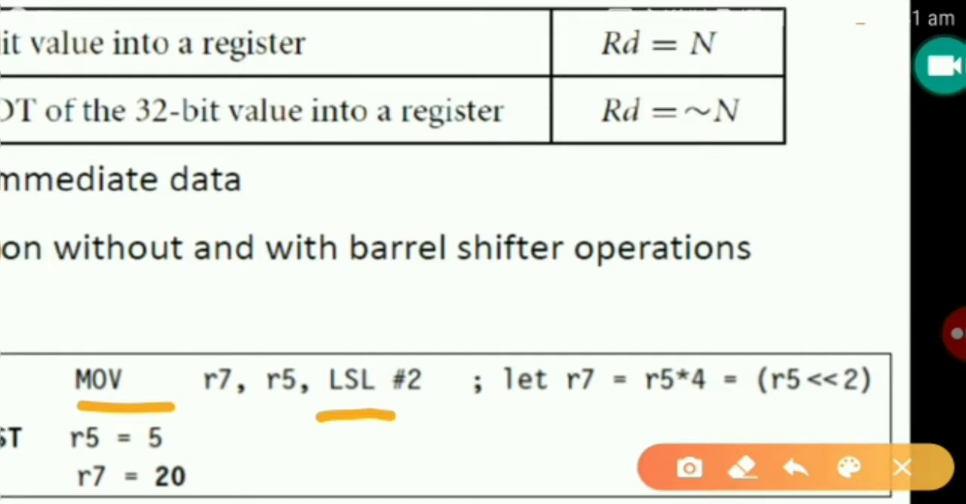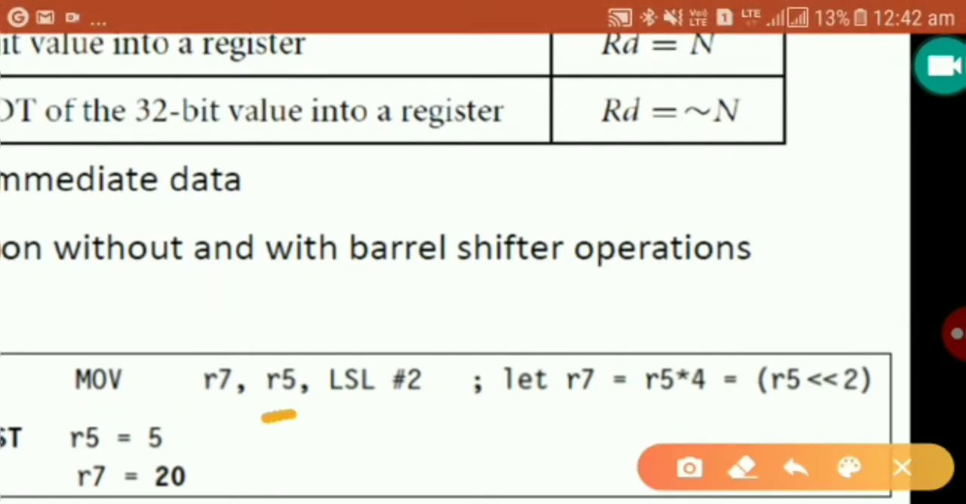Sometimes if we want to perform a logical left shift or right shift, or a logical right rotate or left rotate operation on the source operand, in that case the barrel shifter is used. With the help of the barrel shifter, this logical left shift operation is performed on the source operand, where the source operand is R5. How many times do we want to perform the left shift operation? According to this data it is 2 times. So before copying the content of the R5 register into R7, first the R5 register content is logically left shifted 2 times. Then the result is copied to R7.